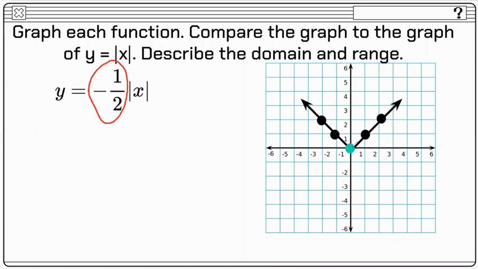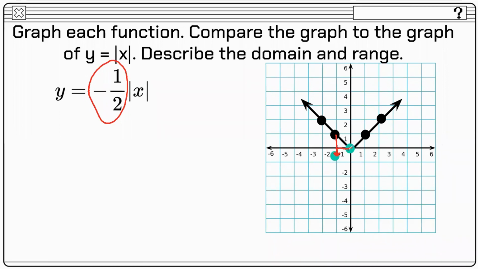Remember, our vertex is still at 0, 0, and now we can go 1 unit to the left. However, this is where our translations come into play. Remember that it's -1/2, so rather than going up 1 unit, we want to go down, but since it is being multiplied by 1/2, we want to cut our going up 1 unit into half. So rather than going up 1, you're only going to go down 1/2 units. And so you can go ahead and plot your point there.